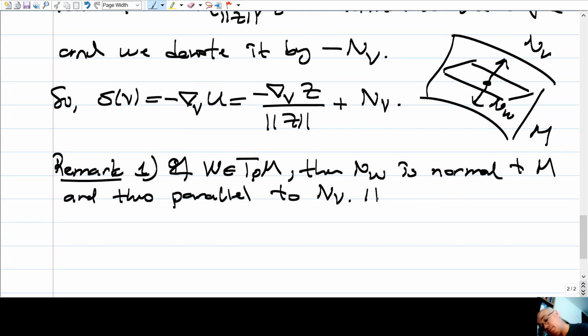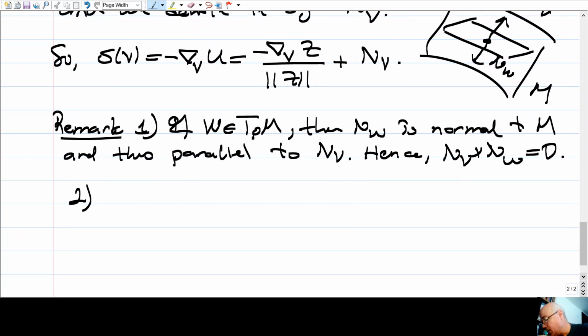Okay, but the obvious conclusion is that in this case, the cross product will be zero. Okay, this will be important in our computations. We will see in a minute.